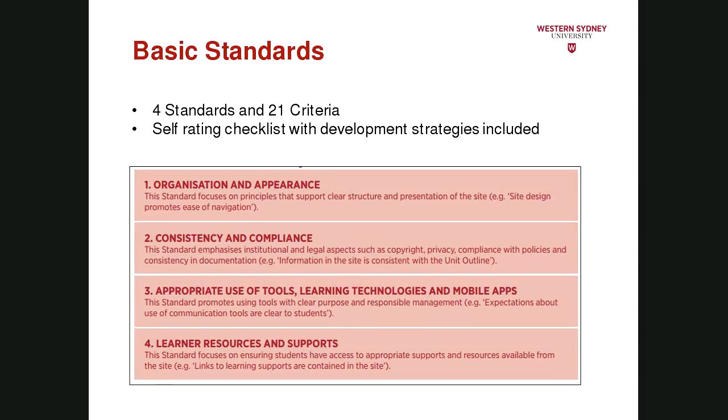So there are 21 criteria across those basic standards, and how we've designed them, and I'm very happy to share them. They're Creative Commons. You can use them as you want. The way the standards have been prepared is a self-rating checklist. So you can go through and identify whether you're meeting it or not meeting it, or you're working towards it. And we've also placed a fair amount of information there in terms of development strategies.